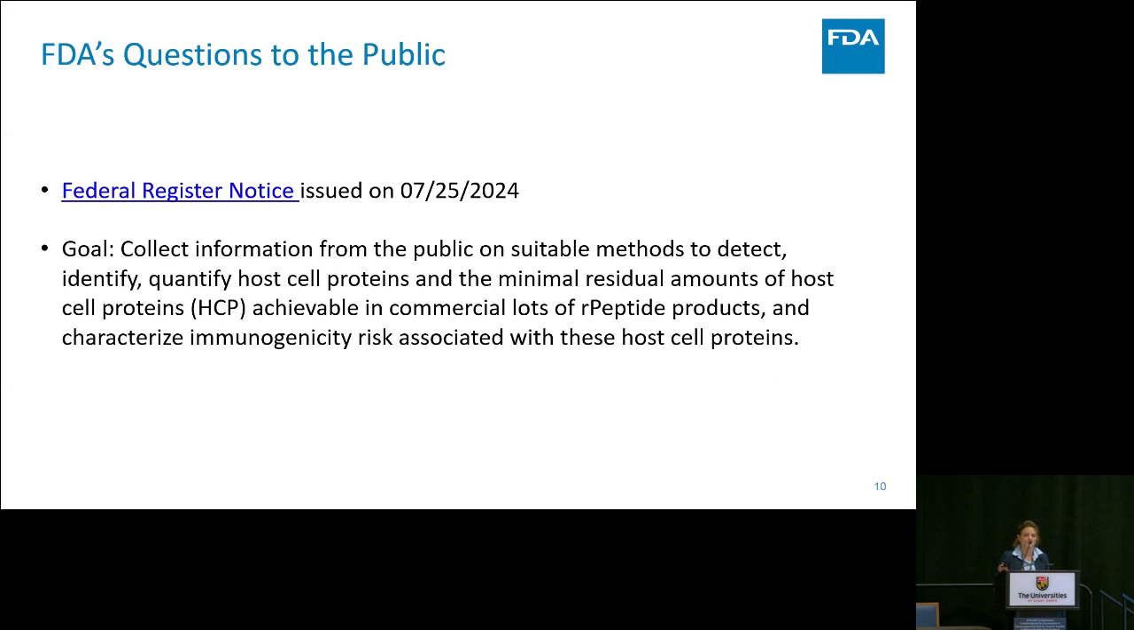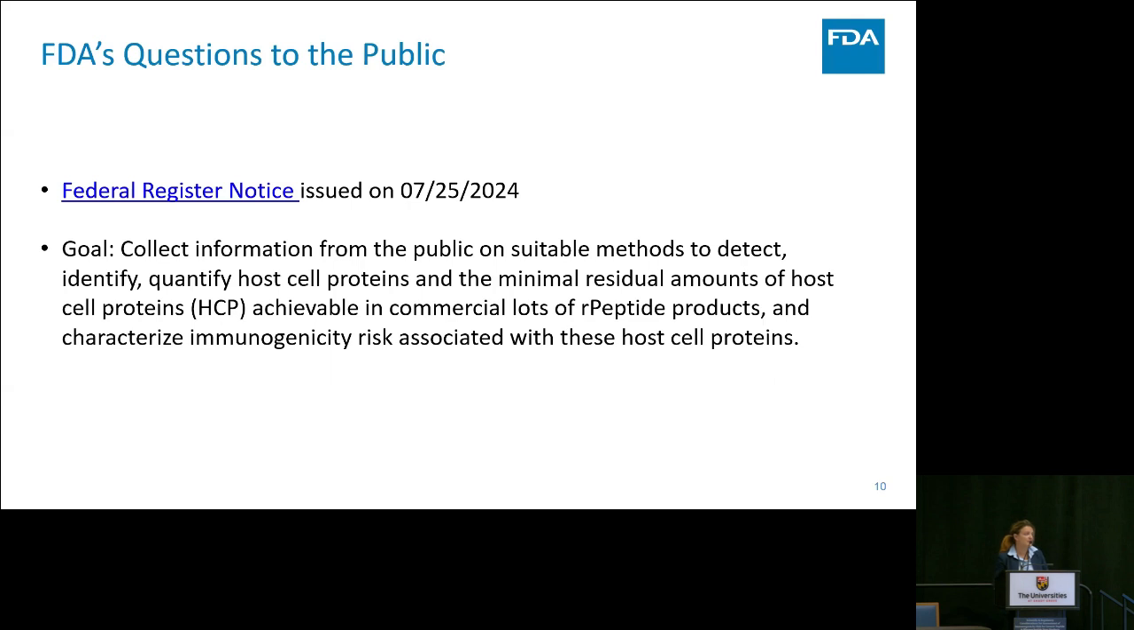So we are in the process of reopening it. It will take a few weeks, like everything we do at FDA. In the meantime, you can still mail comments, and I can give you an address. But again, it will be reopened because we want to collect more information.